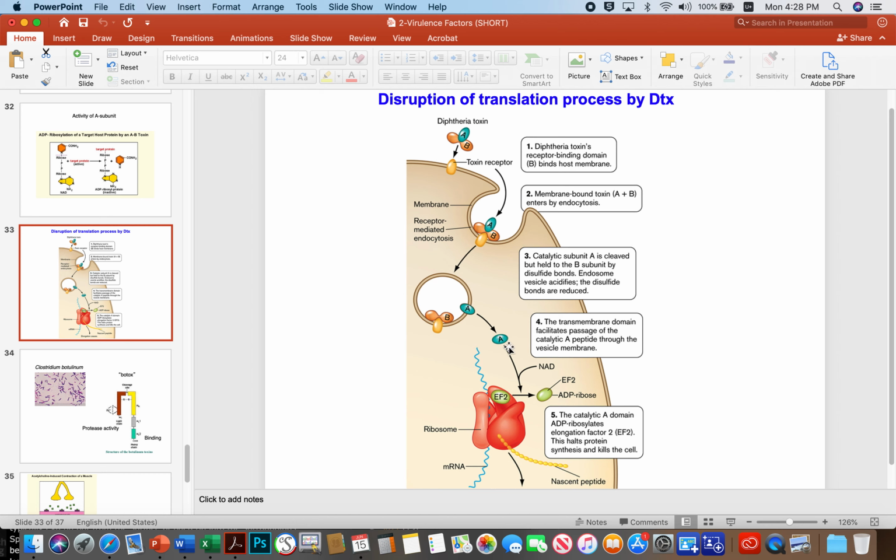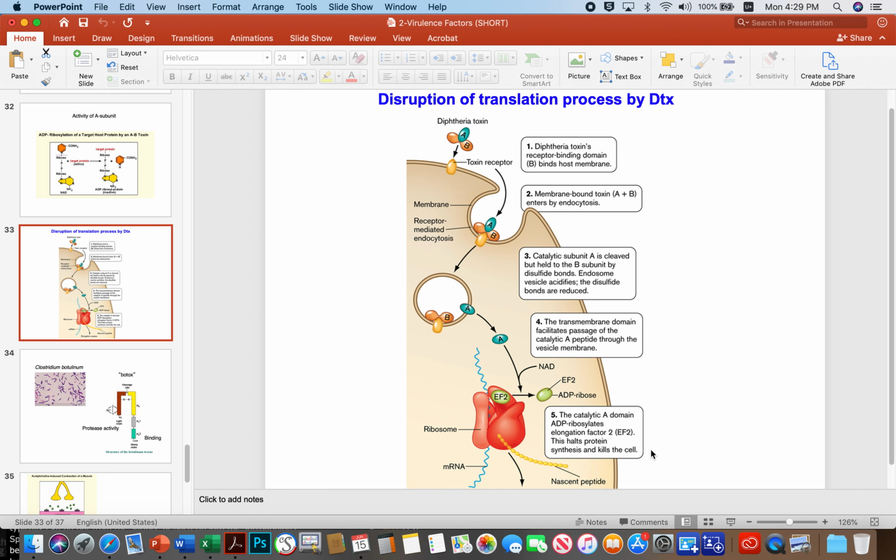The A portion will then grab NAD and its target protein, in this particular case elongation factor 2, which is essential for protein synthesis. It'll steal an ADP ribose off of NAD and stick it onto EF2. So there's the ADP ribose that it stole from NAD, added to EF2. As a result, EF2 cannot do its job in helping in protein synthesis. Again, the catalytic A domain ADP ribosylates elongation factor 2, which halts protein synthesis and kills the cell.